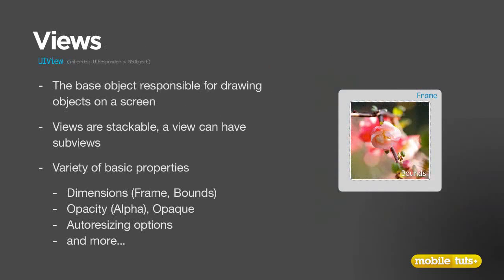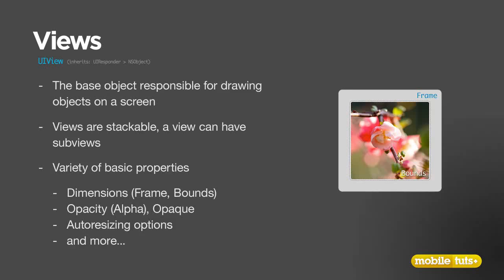Now looking at views, or the UI view class, this is the base object that's responsible for drawing objects onto the device's screen. As you saw, the UI window inherits from the UI view. That's because to display anything on a screen in a typical UI Kit application, you have to use a UI view. UI views are stackable and they can have many subviews. They can also be layered in particular orders. You can send layers from front to back dynamically and at any time.